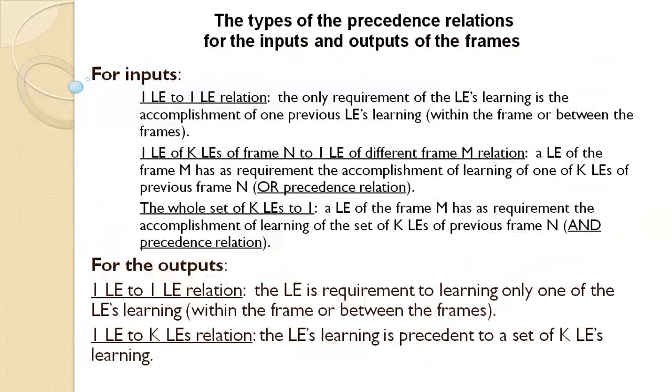It can be distinguished through different types of precedence relations between inputs and outputs, between the proper learning elements. Here you can see that there are three types of precedence relations for inputs: one-to-one learning element, one of K with all precedence relations, and the whole set of K learning elements to one, the so-called end precedence relations. Similar things can be made for the outputs: one-to-one relation and one-to-K learning elements relation.